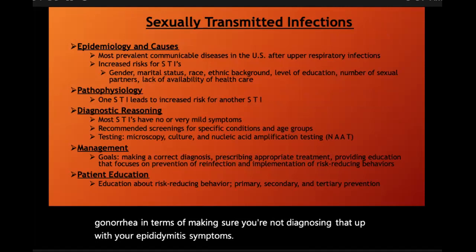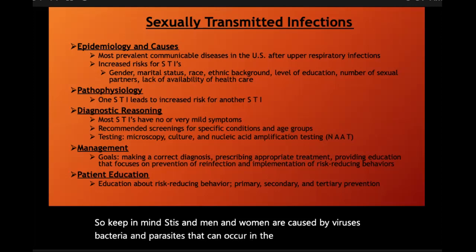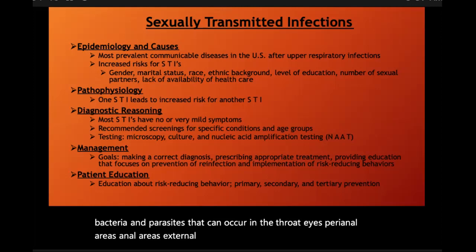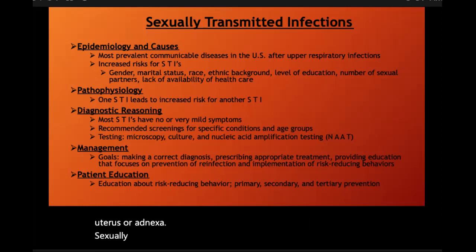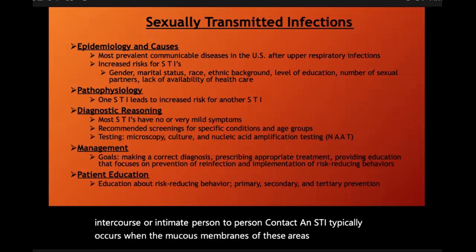So keep in mind, STIs in men and women are caused by viruses, bacteria, and parasites that can occur in the throat, eyes, perianal areas, anal areas, external genitalia, vestibular glands, vagina, cervix, uterus, or adnexa. Sexually transmitted infections spread through, obviously, sexual intercourse or intimate person-to-person contact. An STI typically occurs when the mucous membranes of these areas are exposed to specific pathogens.